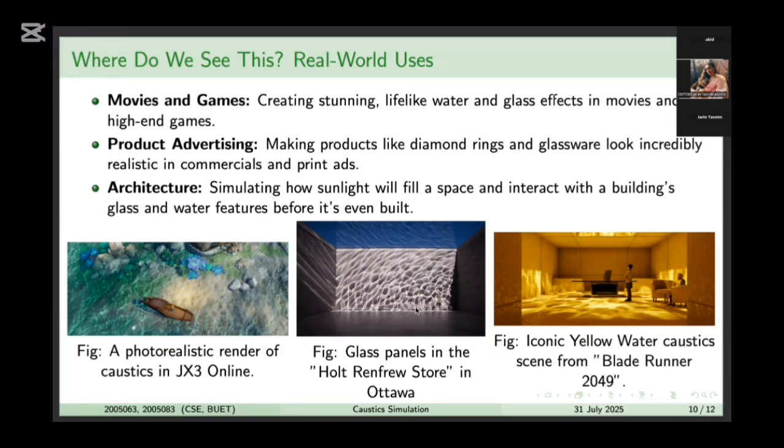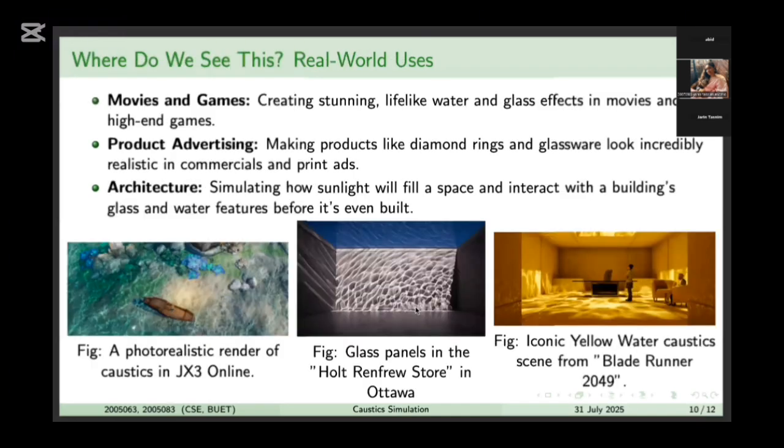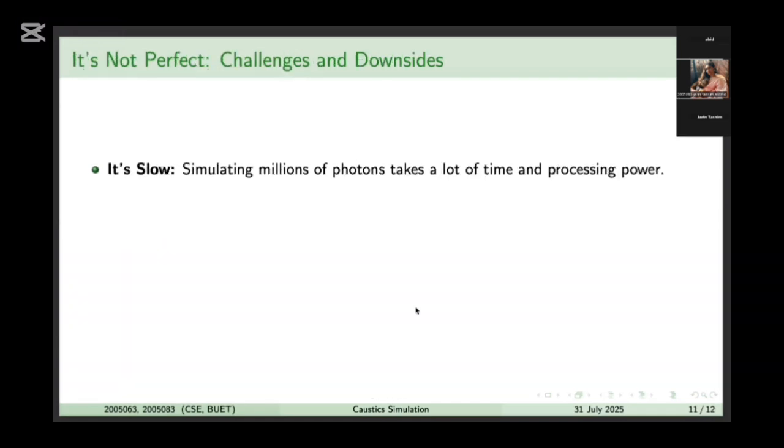The images in this slide show examples from a video game, an architectural project, and a movie called Blade Runner 2049. However, caustic simulation is not perfect. It has its own challenges and downsides.